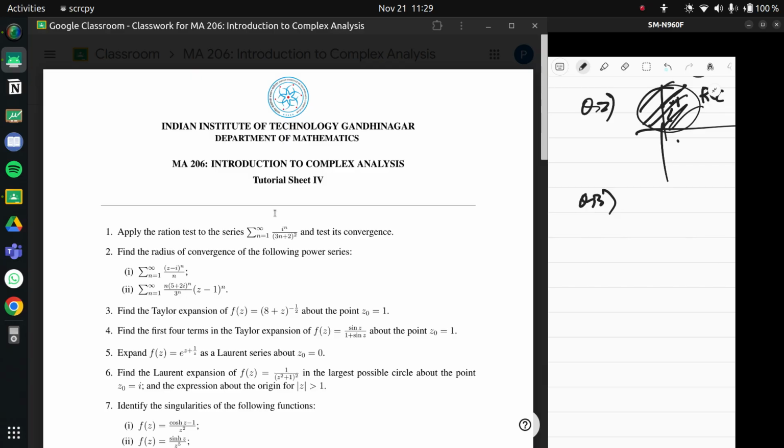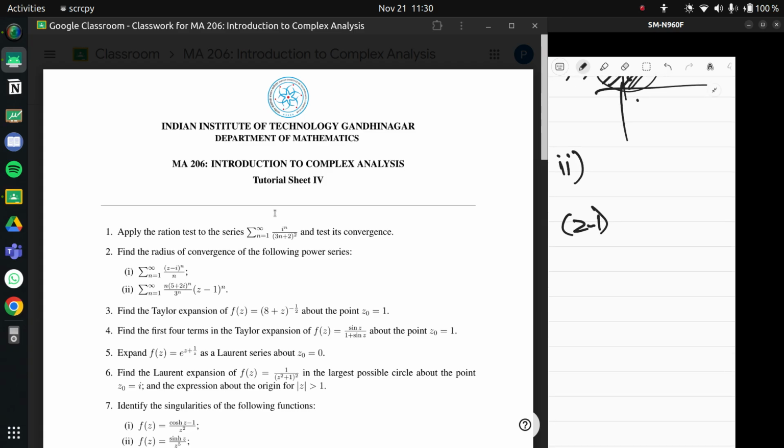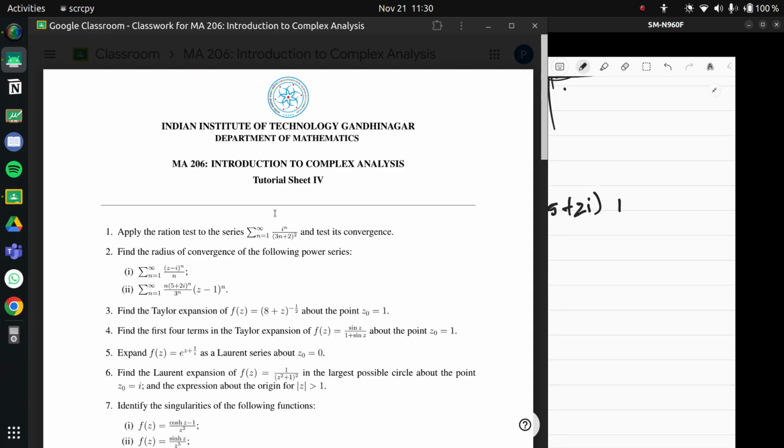That's just the first part. The second part is similarly the radius of convergence for this thing, so it's n times (5 plus 2 iota) power n upon 3 power n, whatever. So the same thing, z minus 1, and then you got 3 power n plus 1, that's going to be 3 over there. That's also another fixed constant, so it's 5 plus 2 iota. And then you got n plus 1 upon n. So we know that this thing goes to 1.